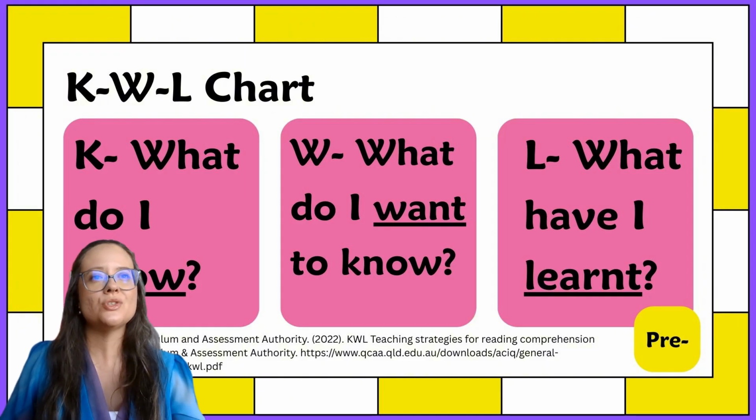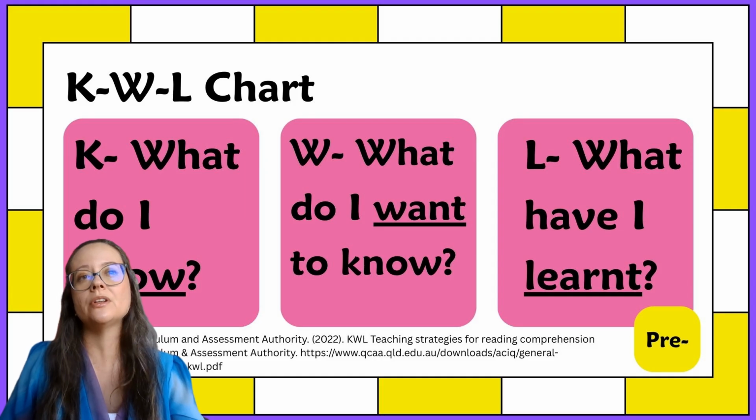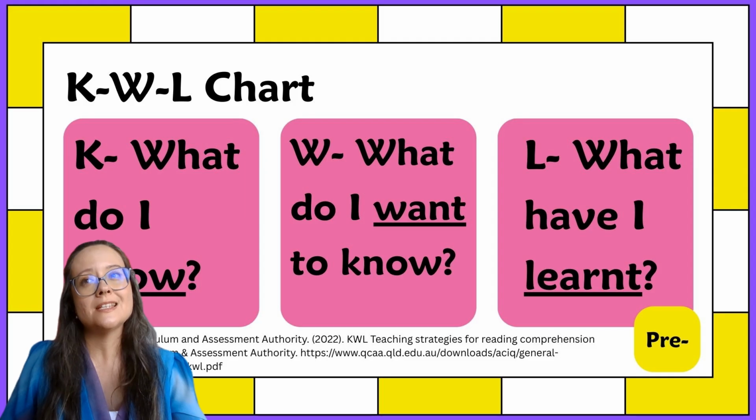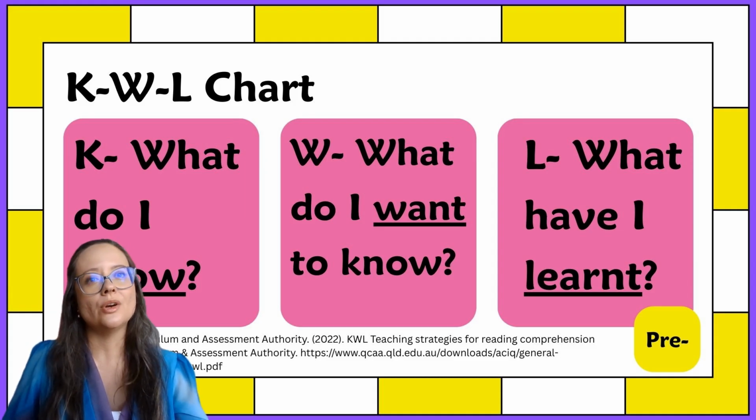At the Year 7 level, students are expected to be able to decode the unfamiliar digital technology vocabulary to be able to comprehend the text. So according to the Queensland Curriculum and Assessment Authority, and further supported by Kane, the KWL chart scaffolds reading by prompting students to identify what they already know, what they want to know, and what they have learned. KWL: know, want to know, learned. In the pre-reading phase, we focus on the K and W. L is completed during the post-reading phase.